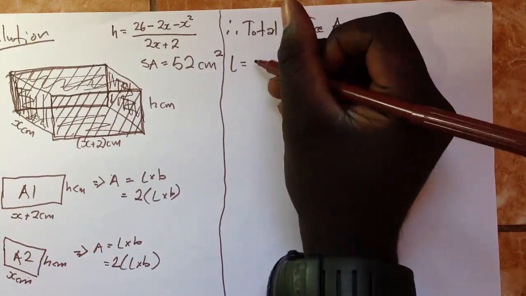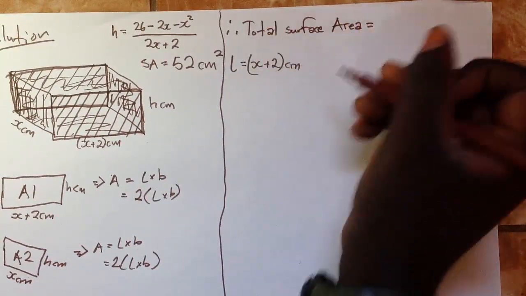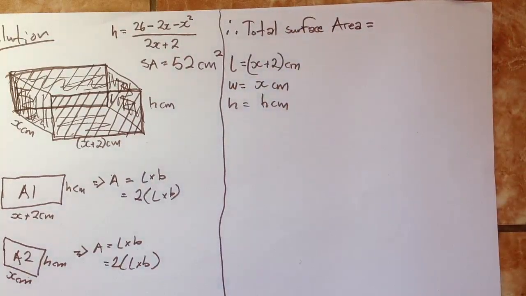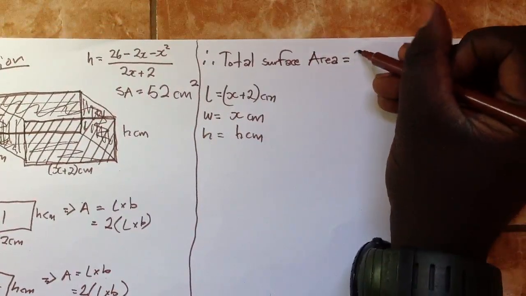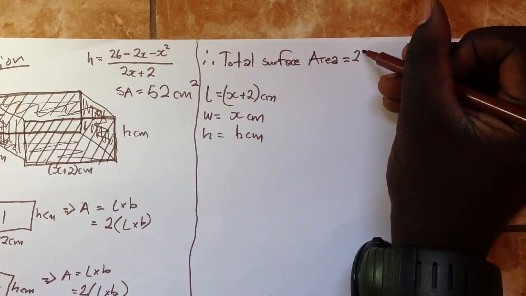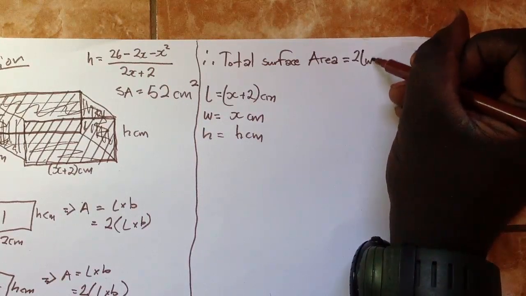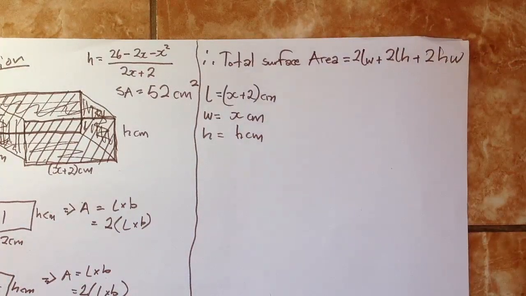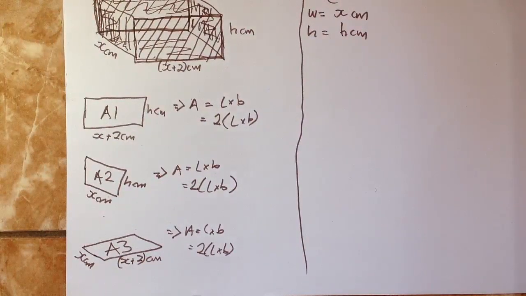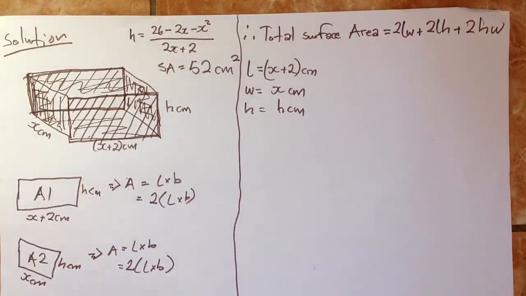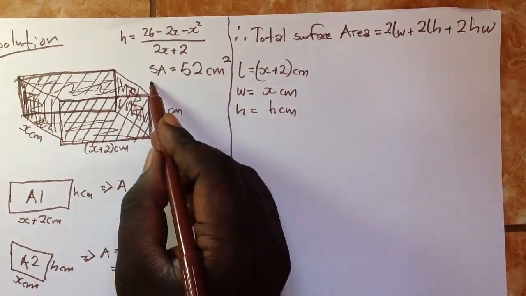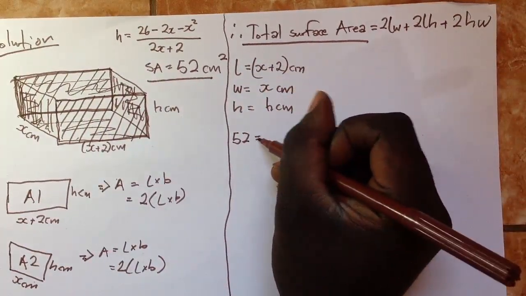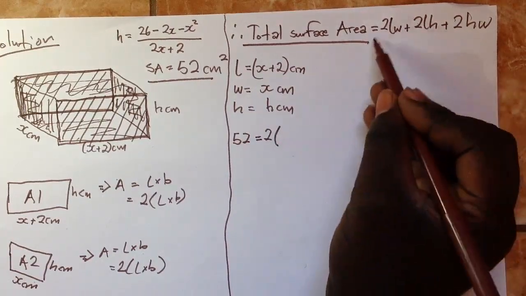We have the length as x plus 2, we have the width as x centimeters, and the height as h centimeters. So from this, we can basically see that the total surface area will just be multiplying these in this particular combination: 2 length width plus 2 length height plus 2 height width, which is just coming from the area 1, the area 2, and the area 3. Nothing much to it. So we have the total surface area as 52, and now it's just a matter of replacing each parameter with the given values.